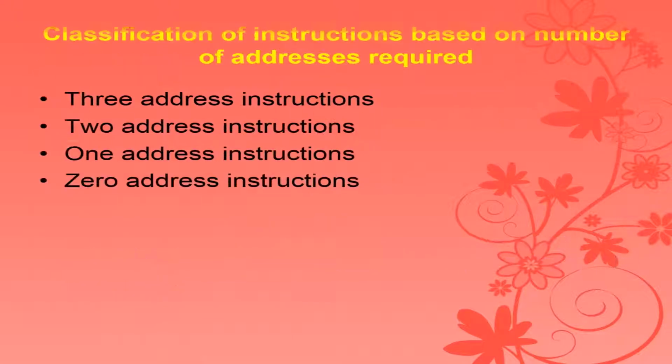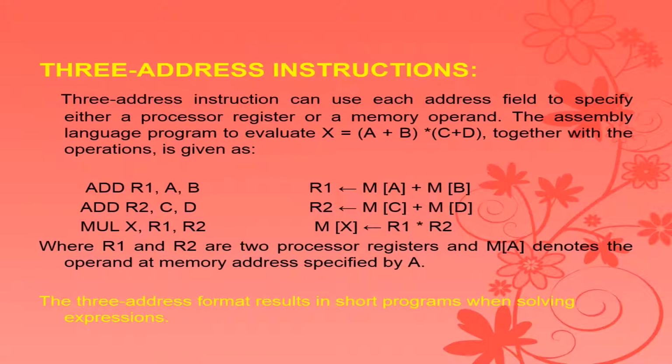Moving to the next classification of instructions, based on the number of addresses required. These are 3 address instructions, 2 address instructions, 1 address instructions, and 0 address instructions. Let us discuss them one by one. Let us start with 3 address instructions.